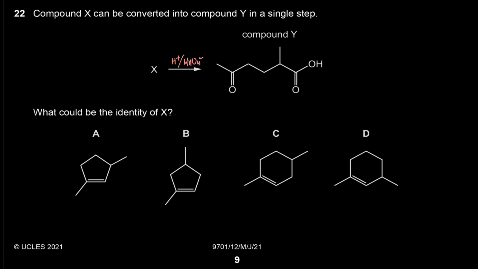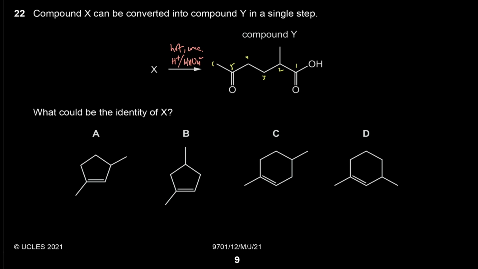It was oxidized using hot concentrated acidified KMnO4. It was strong oxidation of alkenes. You ruptured the double bond. Now, the product that we have over here is compound Y. Now, the first question that I have is, X is a cyclic alkene. We ruptured the double bond, and it resulted in the formation of compound Y.